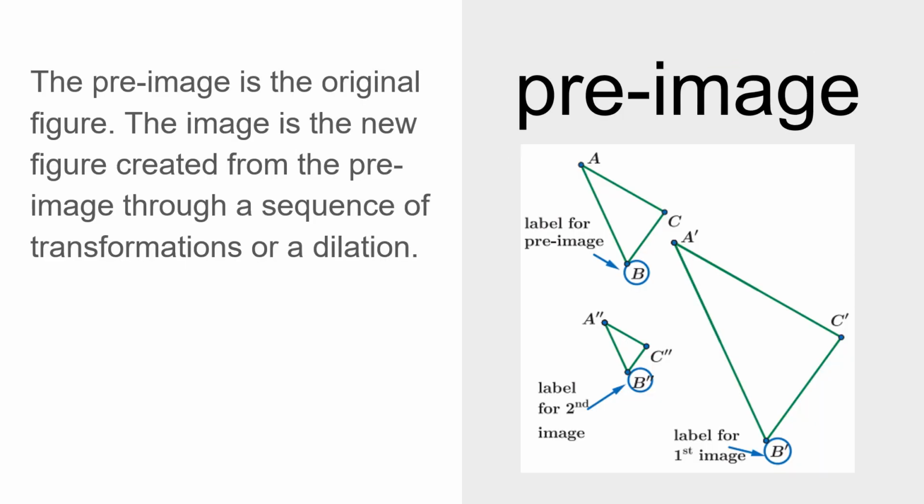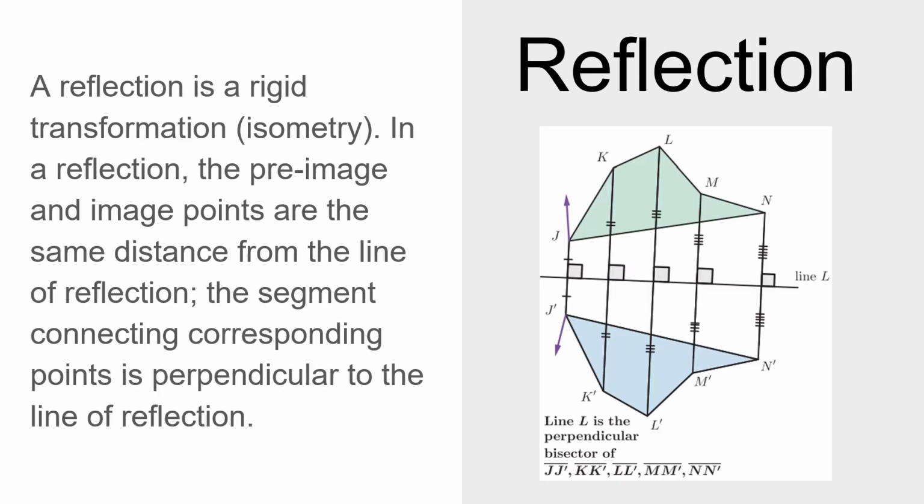Pre-image and image. So the pre-image is before a transformation has happened to it, and the image is afterwards. So if you notice, here's B is circled. That's the pre-image. B prime is after one transformation, and B double prime is after a second. We will learn more about these next year. Okay. Reflection. Okay. That's when it flips. That's another word we use was flip. Okay.